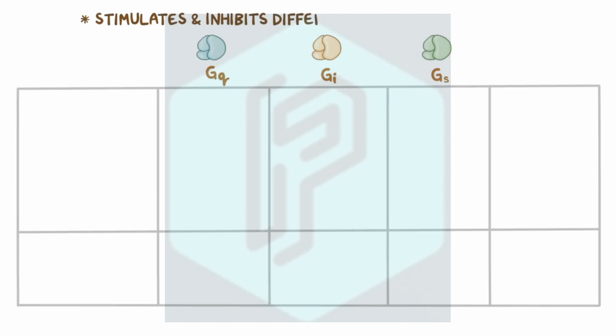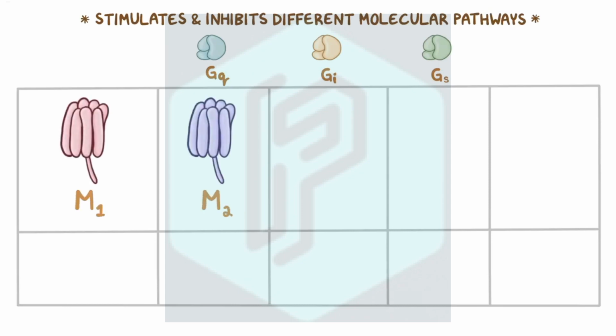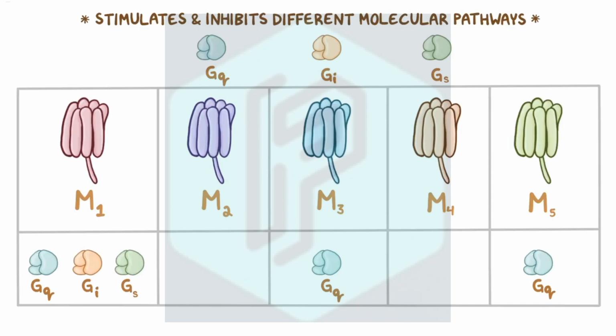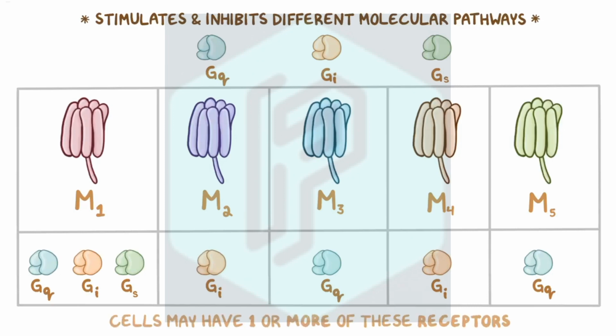There are 3 types of G proteins: GQ, GI, and GS, and each one stimulates and inhibits a different set of molecular pathways. Now, there are 5 main subgroups of muscarinic receptors: M1, M2, M3, M4, and M5, and they're grouped by the G protein they're coupled with. So M1, M3, and M5 receptors are coupled with GQ proteins, and M1 is also coupled to a small extent with GI and GS, while M2 and M4 receptors are coupled with GI proteins. The key is that the cells of each target organ may have one or more of these receptors.